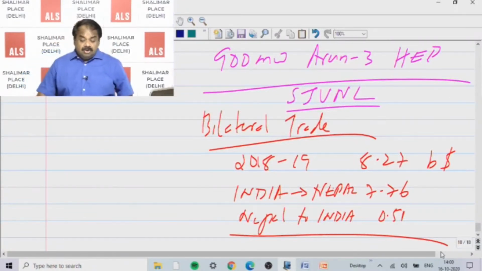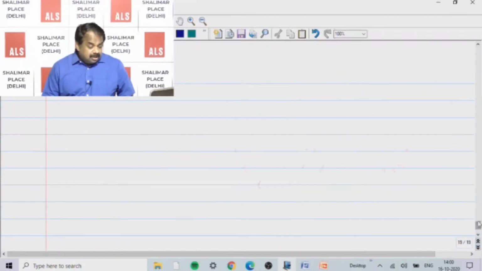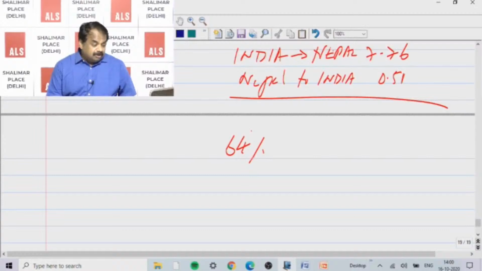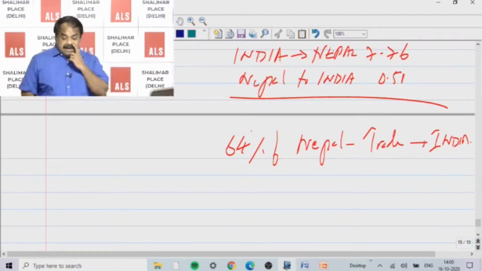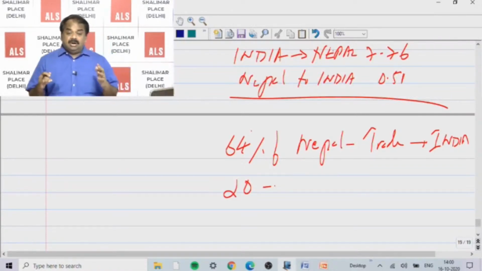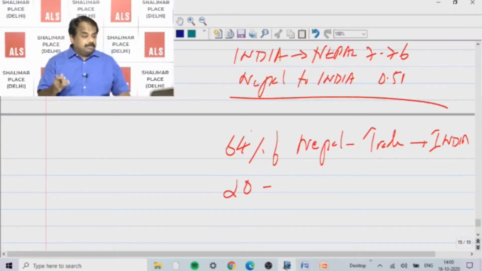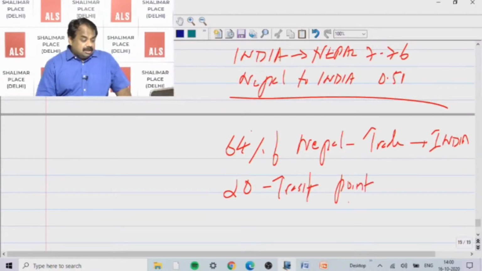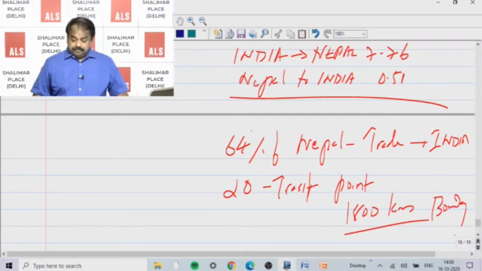And as we know, 64% of Nepal's trade with the rest of the world is with India. 64% of Nepal's trade is with India? 64%. Okay. And we have 20 entry and exit points. As per international law, we are supposed to have only 2 transit points. We have 20 transit points, and a 1800 kilometer long boundary with India. More than 1800 kilometers.